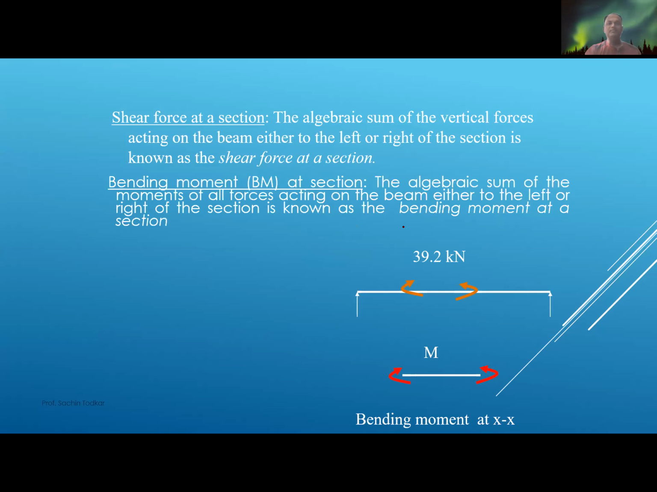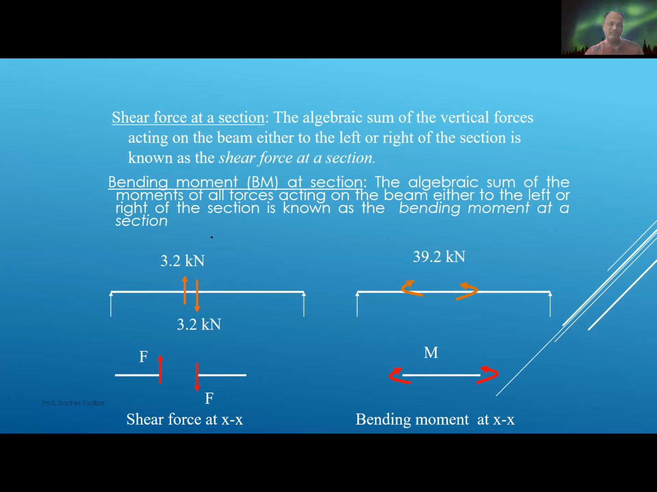And bending moment: the algebraic sum of the moments of all forces acting on the beam either to the left or right of the section is known as bending moment at the section. So these are the definitions of shear force and bending moment at any section. We are going to see this 3.2 kilonewtons in upward direction, and it is equally balanced by 3.2 kilonewton in downward direction. Similarly, 39.2 kilonewton meter clockwise and 39.2 kilonewton meter anti-clockwise. This is the bending moment at that particular section.